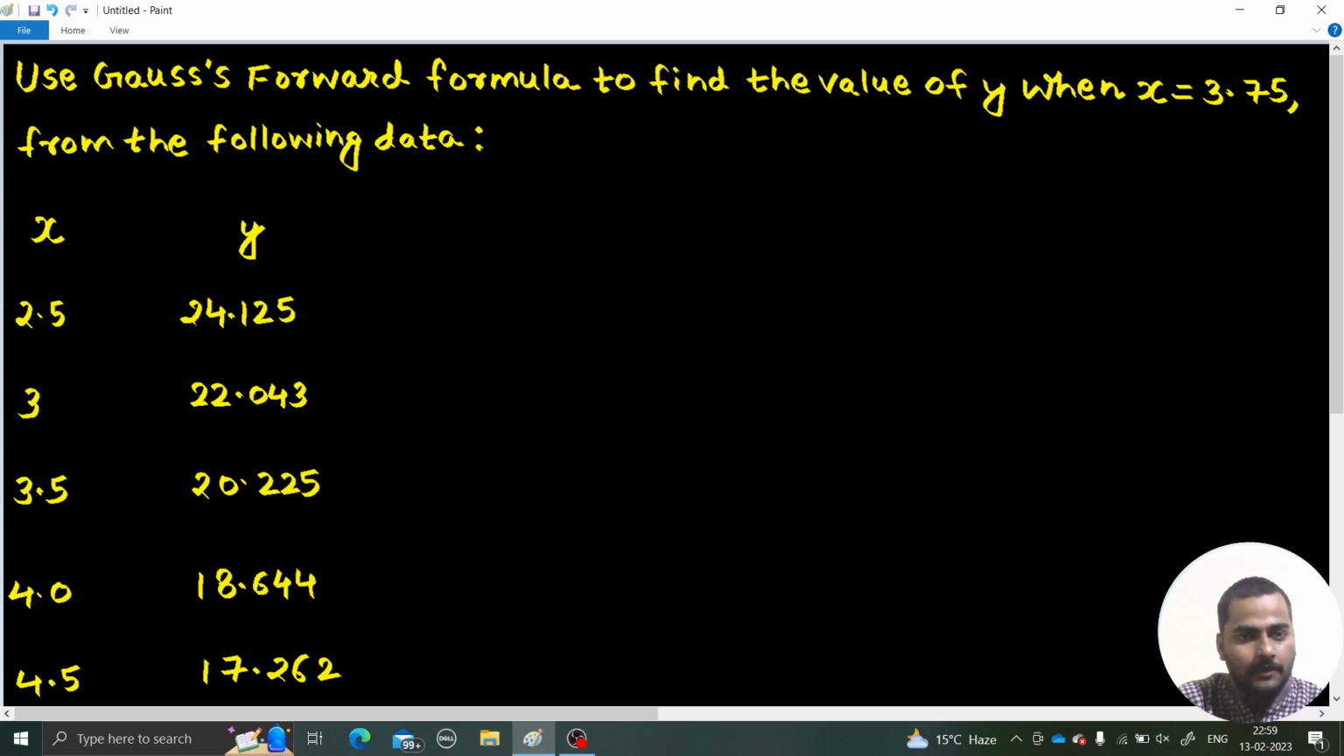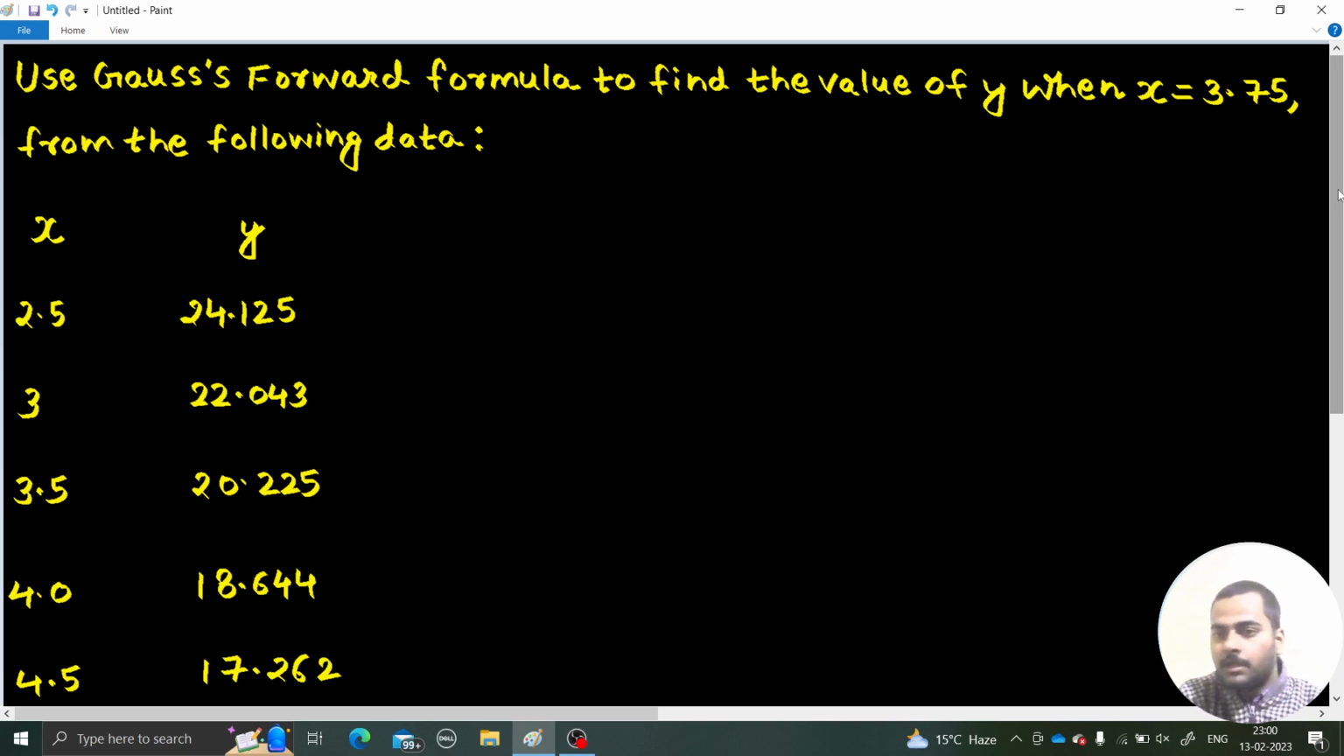Today we are going to solve a problem based on the Gauss forward difference formula. Particularly, the Gauss forward central difference formula. So we have two formulas. First one is the Gauss forward central difference formula, and the second one is the Gauss backward central difference formula. So we'll see it one by one. This time we are going to cover the Gauss forward central difference formula.